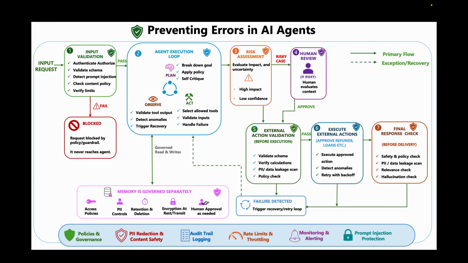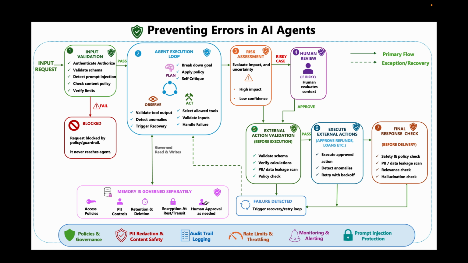And finally, before the response is delivered to the end user, we perform the final response check. We validate the output for safety, we scan for sensitive information, verify relevance with the user's goal, and look for potential hallucination. So, the key takeaway here is that prevention is not a single guardrail at the beginning or end of the workflow. Reliable agents apply validation, policies, and guardrails at every major decision point from the initial request all the way to the final response.